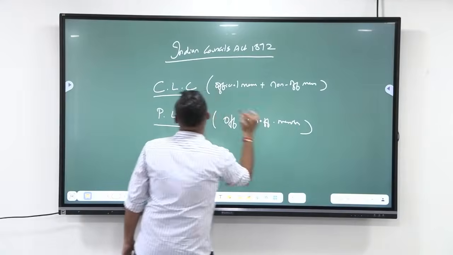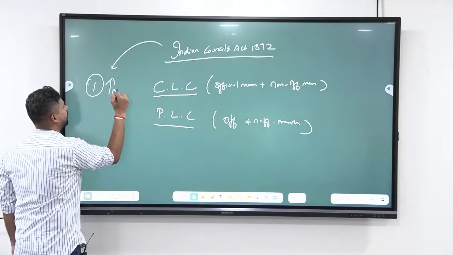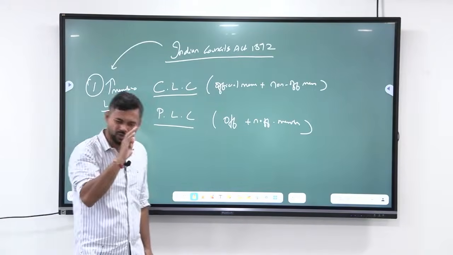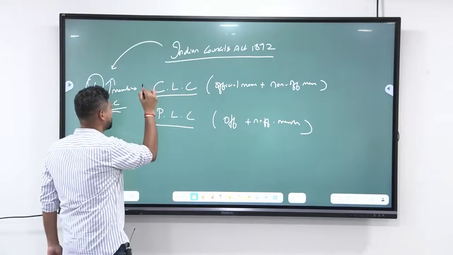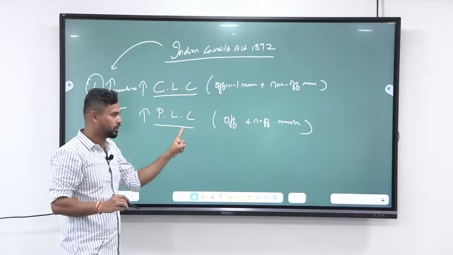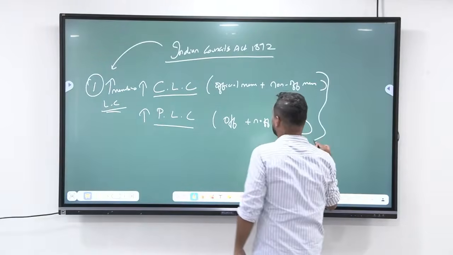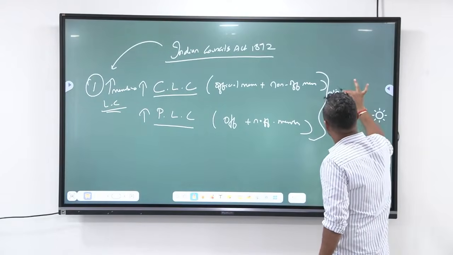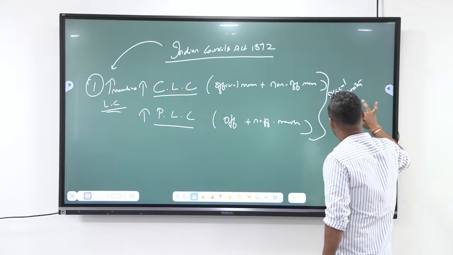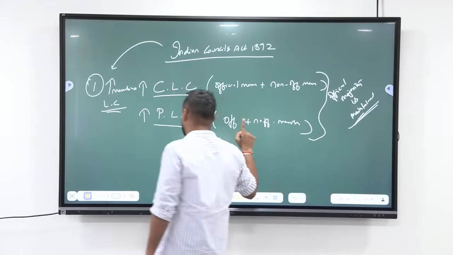So, the first provision of the Indian Councils Act of 1892 is they will increase the members in the Legislative Council. The numbers are not important, so don't worry about the numbers. They'll increase the members in the Central Legislative Council and Provincial Legislative Council. But when they increase the members, they will make sure that the official majority is maintained. That is very, very important. Official majority is maintained. This is one thing that you should remember.